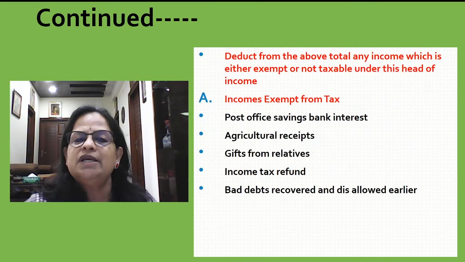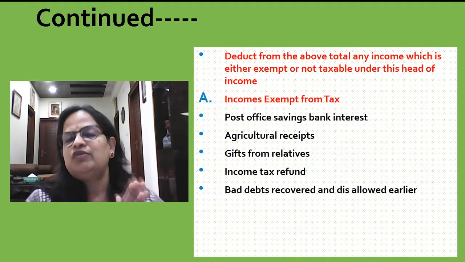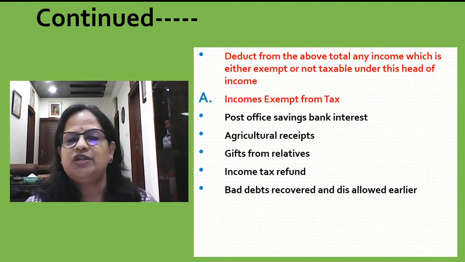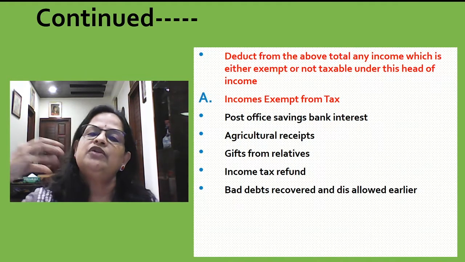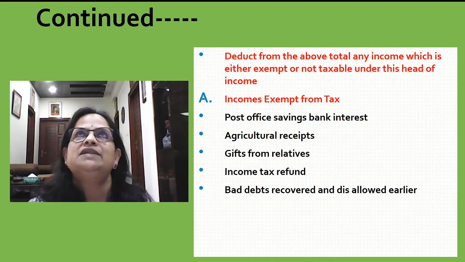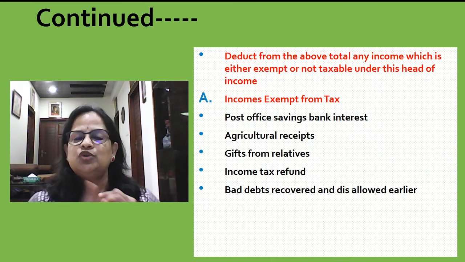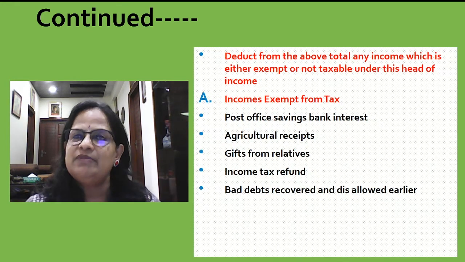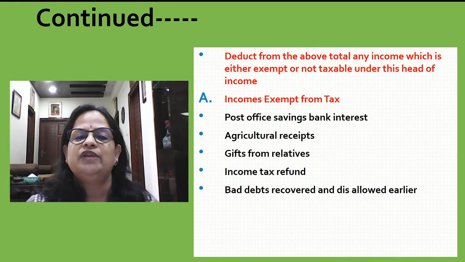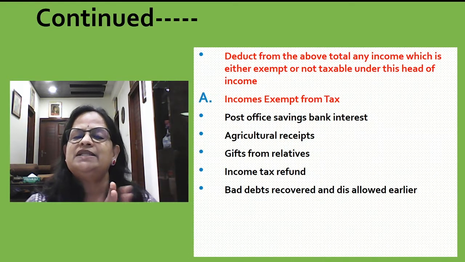Now, so far the information you have collected is from the debit side of the profit and loss account and additional information. Now it's time to check the credit side of the profit and loss account. So deduct from the above total any income which is either exempt or not taxable under this head of income. I already told you 2 types of incomes: one is exempted income, the second one is incomes taxable under other heads of income. So incomes exempt from tax, already we have learned in section 10.